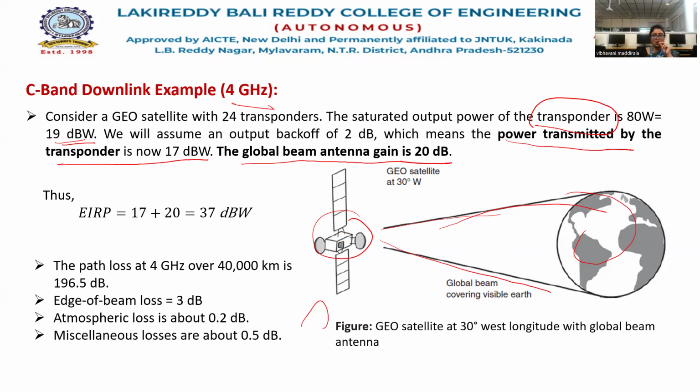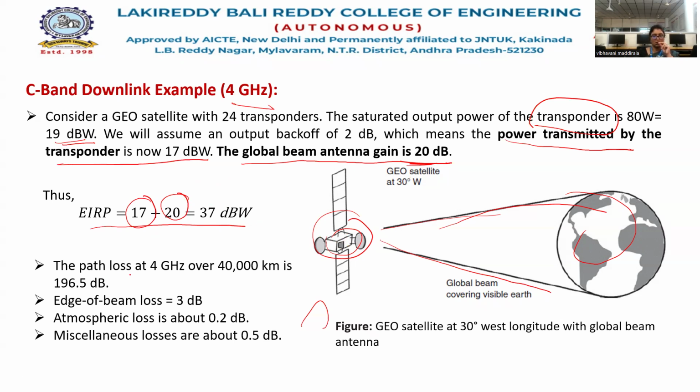So the gain of this particular antenna, which is located on the satellite, is 20 dB. Here we have the power transmitted by the antenna, PT, and the global gain of the antenna, 20 dB. So the EIRP, effective isotropic radiated power, is 37 dBW.